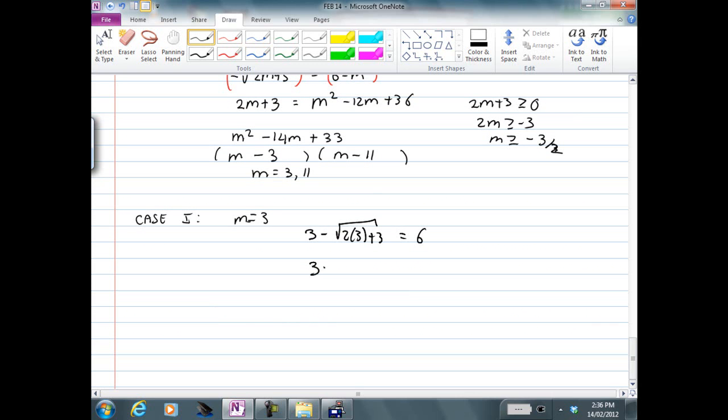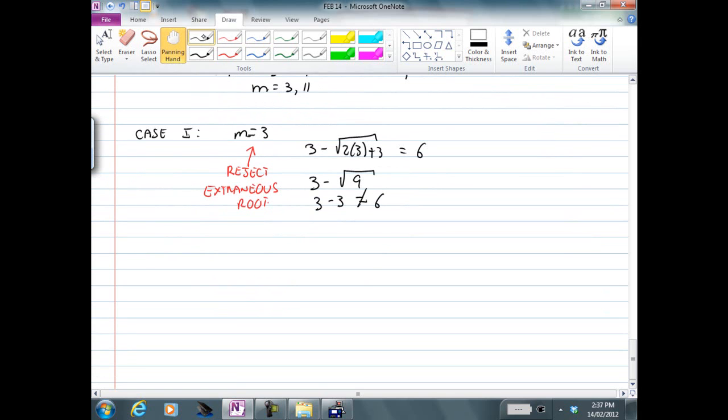3 minus 9. 3 minus 3. Hey, look at this. It doesn't equal 6. So we're going to say this is a reject, or I can say extraneous root. Whichever you want to say. I'm not going to waste my time, but I'm going to tell you that m equals 11 works. I can do case 2. Case 2 works, to save time.